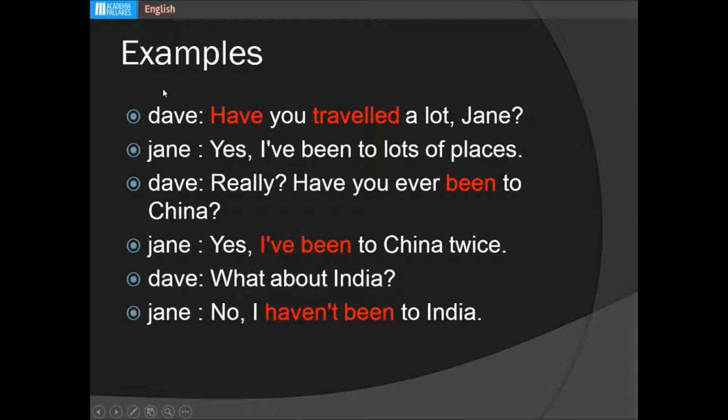Some more examples. So this is a conversation between Dave and Jane. Dave: Have you traveled a lot, Jane? Jane: Yes, I've been to lots of places. Dave: Really? Have you ever been to China? Jane: Yes, I've been to China twice. Dave: What about India? Jane: No, I haven't been to India.